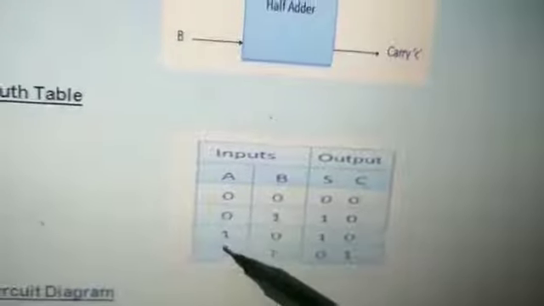But if you try to add 1 plus 1, it means 2 in decimal. And if you convert it into binary, what will be the output? 1 0. So the 0 we will write in the sum part and the 1 we will write in the carry part. That's why we need two output channels: one for the sum part and another for the carry.